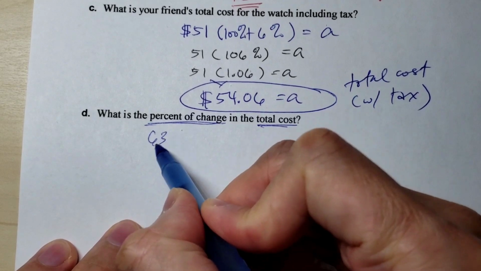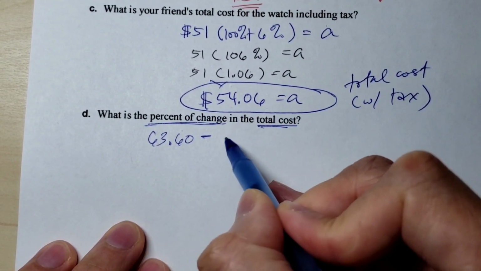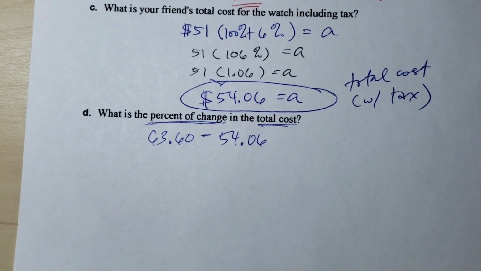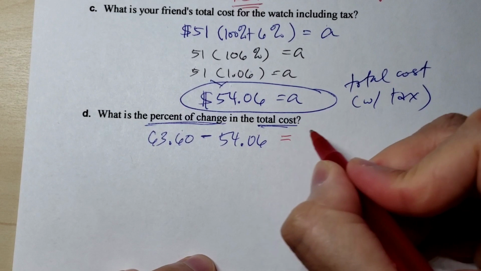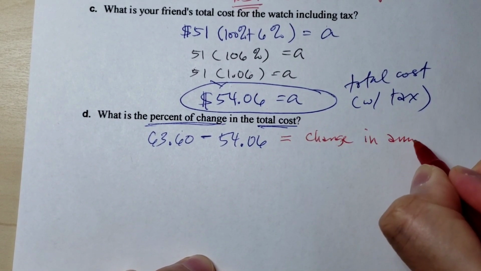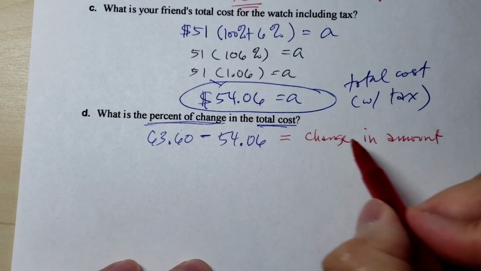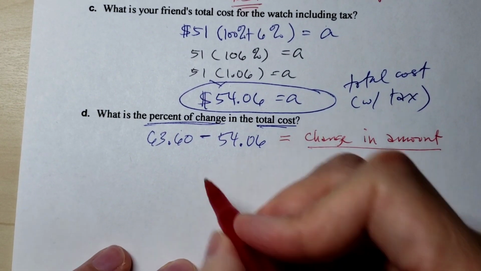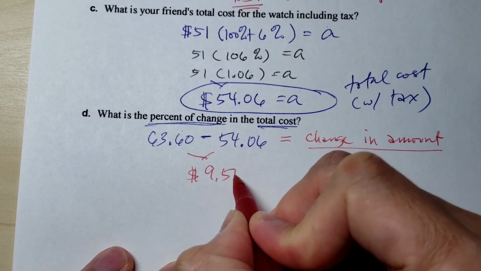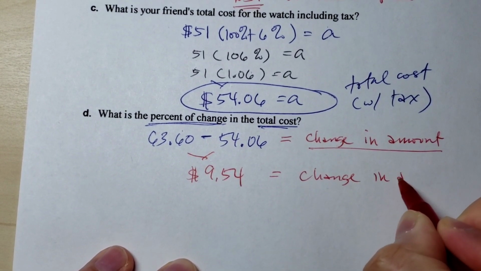So $63.60 minus $54.06. Now, why are we doing this? Because this is the change in amount. Because it's asking for what percent of changed. Okay? Change in amount. So if we subtract that, you will get $9.54 is the change in amount.